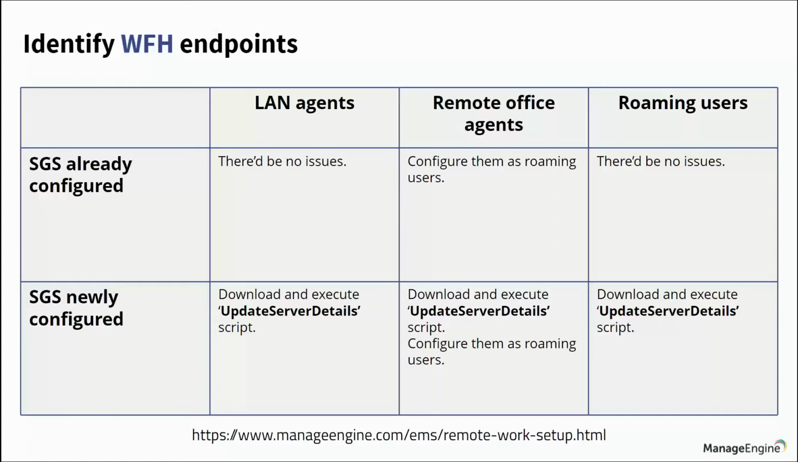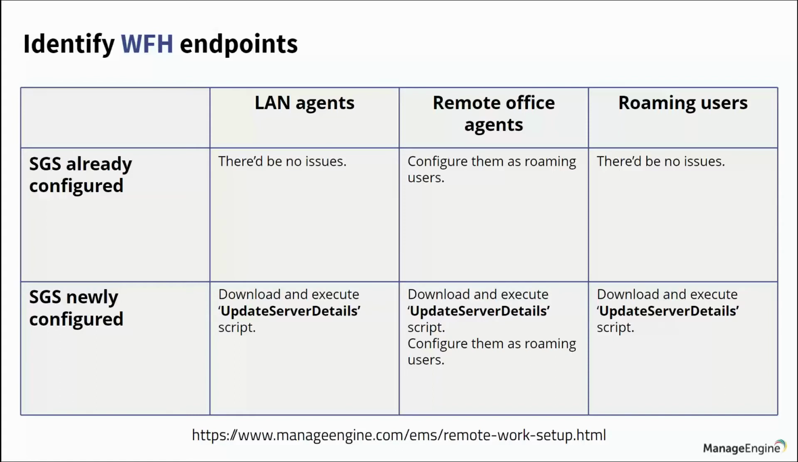Now, if it's going to be a LAN agent, remember hostname and local IP should resolve. Then there's no problem. Remote office agents, again, even if it's a roaming user, I've got the secure gateway server already implemented. Now, if I implement this secure gateway server, do I have to do a NAT for the Desktop Central server's address or the secure gateway server's address? That's probably the important question that you might have.